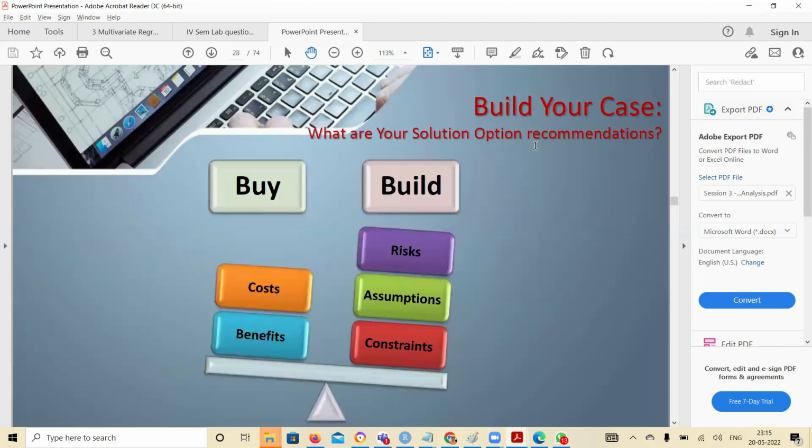Okay, so with that we finish the first topic, enterprise analysis. Here we also look at buy versus build. What is buy versus build?